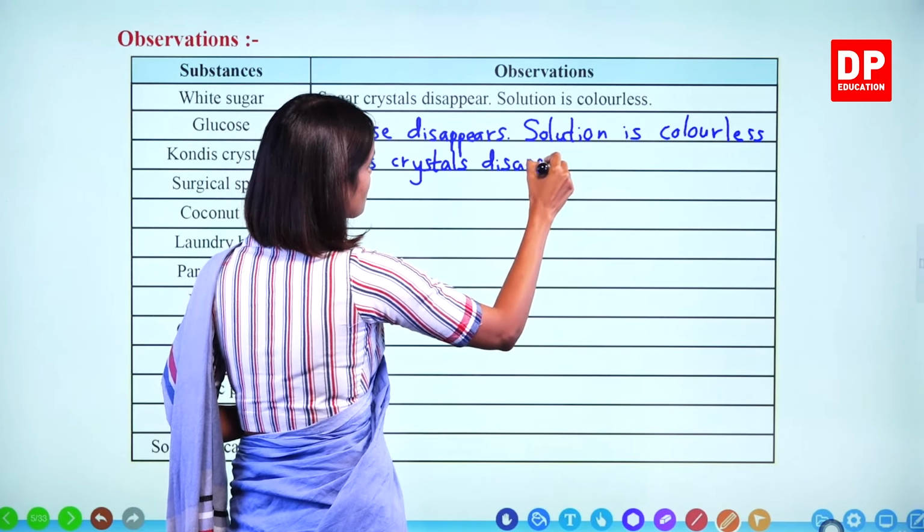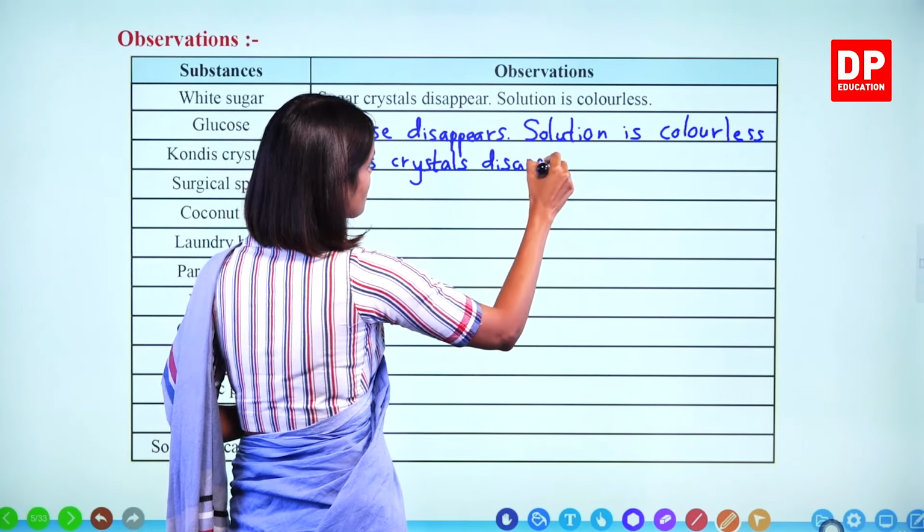Okay. Now we will mark the substances that dissolve partially in water. I will take a different color. Right. What are the substances that dissolve partially in water? Laundry blue. Right. Part of the substance will remain at the bottom. Therefore, laundry blue and turmeric powder and sodium bicarbonate as well. And there are some other substances that do not dissolve in water at all. What are they? Coconut oil, paraffin wax, kerosene and camphor balls.